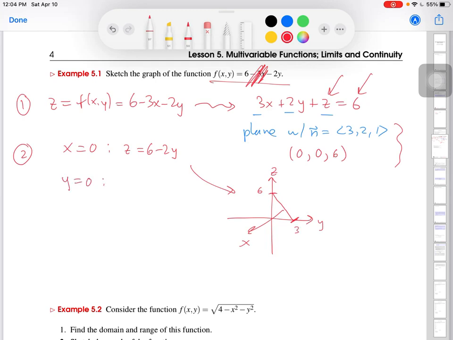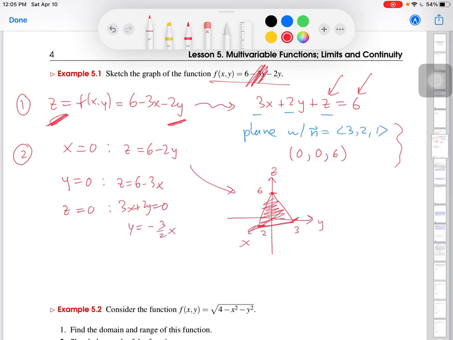What if y equals 0? Well, if y equals 0, then I have z equals 6 minus 3x. So in the xz plane, I would again start at 6, and then I would have a more negative slope, so I would get to the axis a little faster, at x equals 2. And then if z equals 0, what happens there? Well, if I set z equals 0 up here, I get 3x plus 2y equals 0, so y equals minus 3/2 x. So that's this line here.